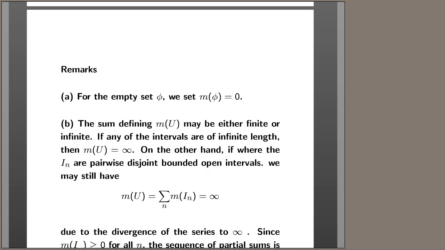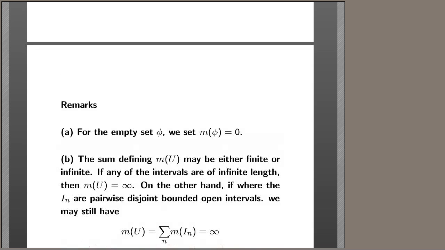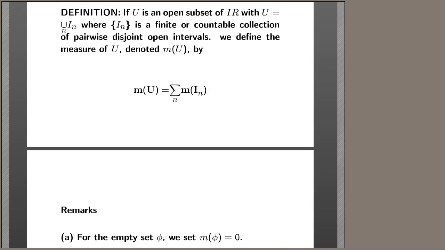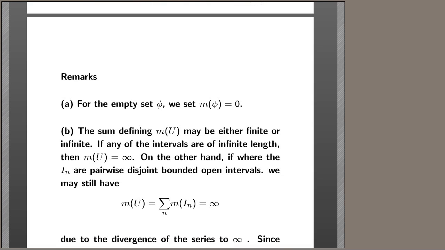Now, the sum which defines the measure, this summation here, might be infinite, or it can be finite. For instance, if any of the intervals you take has infinite length, then obviously m of U is infinity. You see, if one of those I sub n's is an infinite interval, the measure of U is infinity.